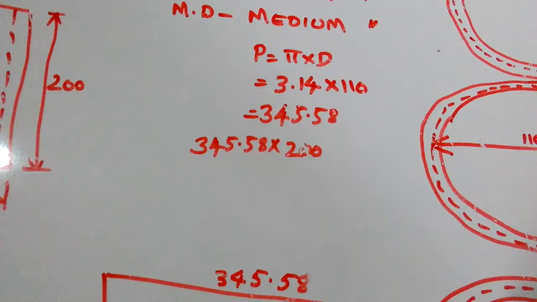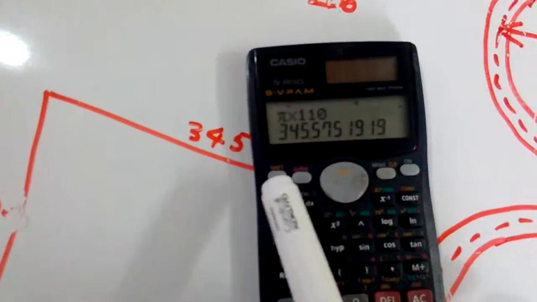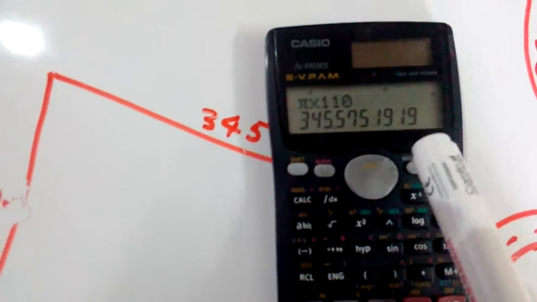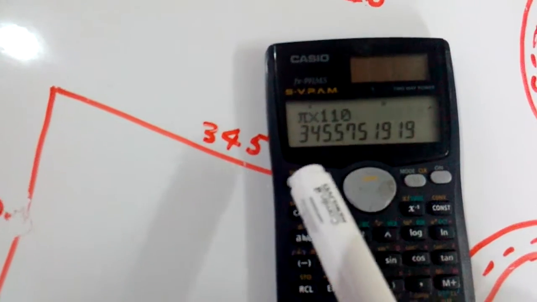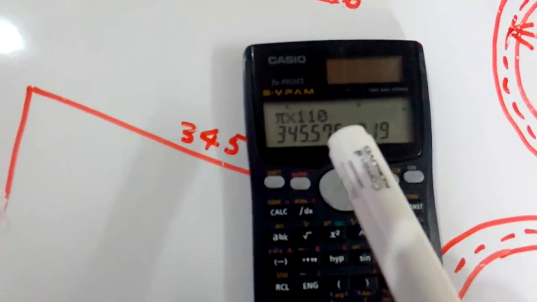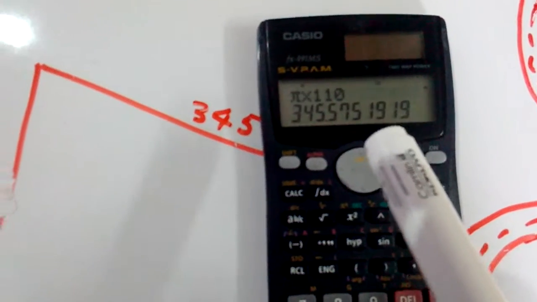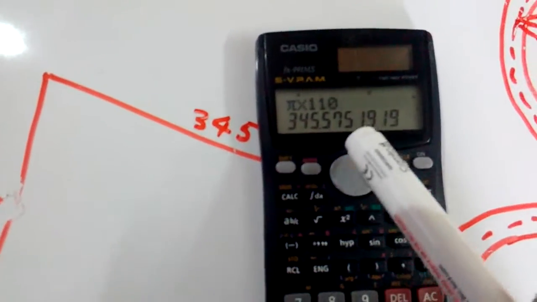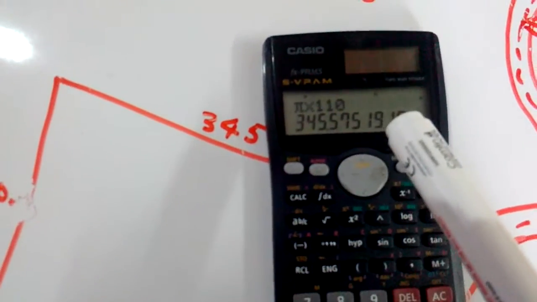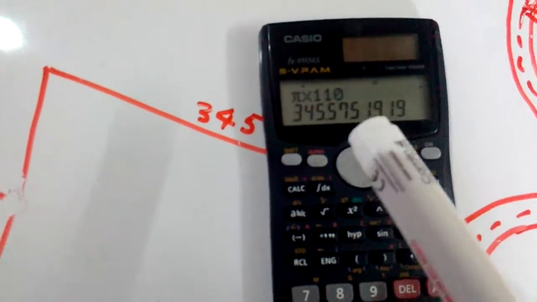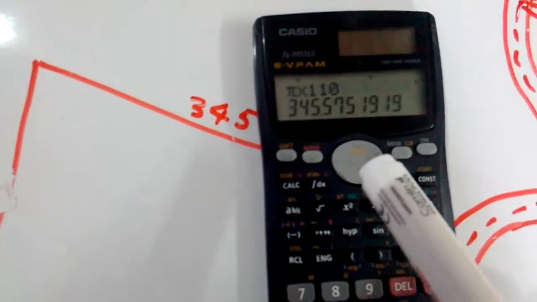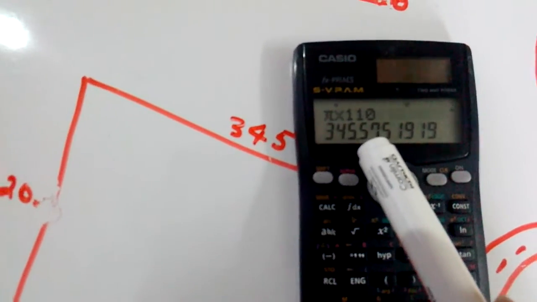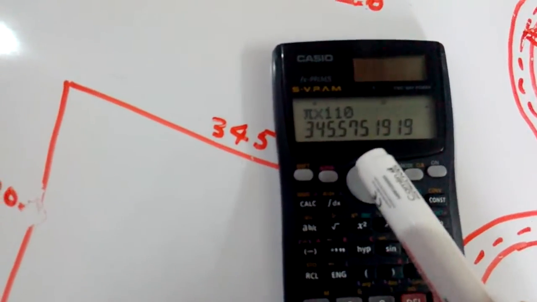345.57 is the measurement, but I have written 345.58. Why? After 345.57, the next digit that comes is 5, 51919. After two decimal places, if the next digit is bigger than 5, we write the earlier digit by adding 1, and then it will become 8. So it becomes 345.58, because we don't want that much accuracy.